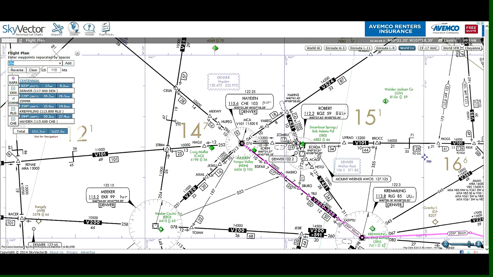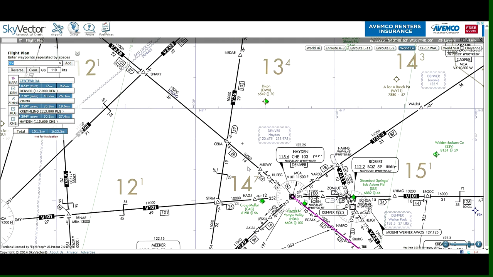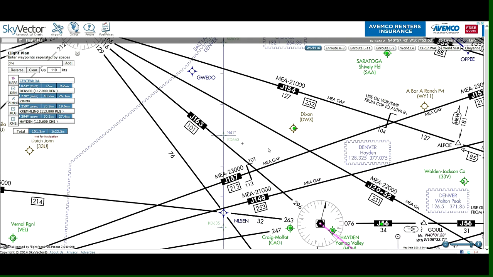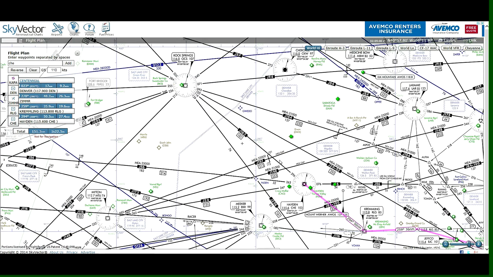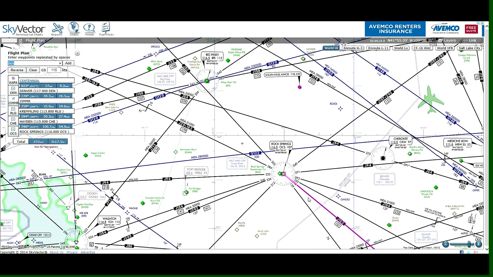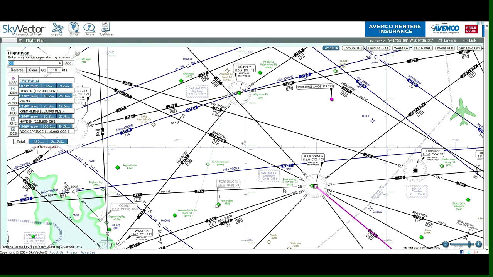It draws us a line. And then from there, we're going to take a jet route. And so let's go back to the world high. And the jet route's Jet 163, J163, to Rock Springs. So we'll put that in, Rock Springs, which is Oscar Charlie Sierra. We got that in there. You can see now we're flying along J163.